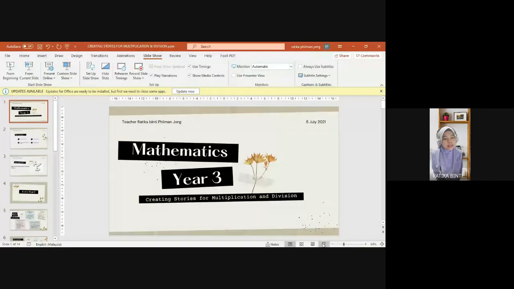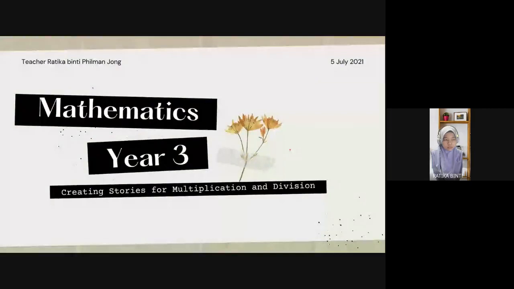Okay, you can see my slide, right? Okay, so today we are going to create stories for multiplication and also division. We have done this for addition and also subtraction before, and today we are going to do it again for multiplication and also division.